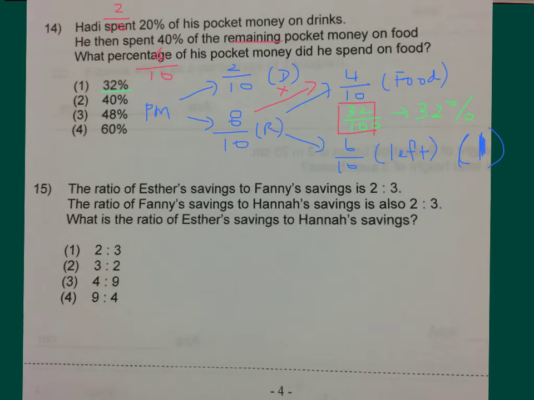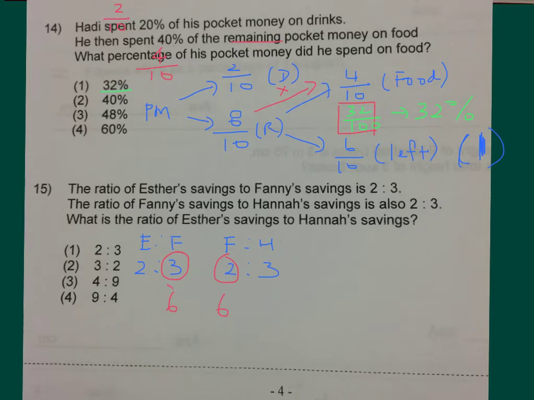Okay, let's look at question 15 now. The ratio of Esther's savings to Fanny's savings is 2:3. So Esther is to Fanny, 2:3. The ratio of Fanny's savings to Hannah's savings is also 2:3. So Fanny to Hannah is 2:3. You notice that Fanny is the same person, so they actually could take 3 times 2, which is 6 here, and there's 6 here.